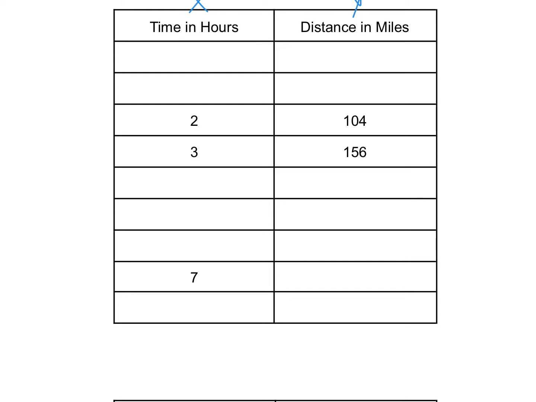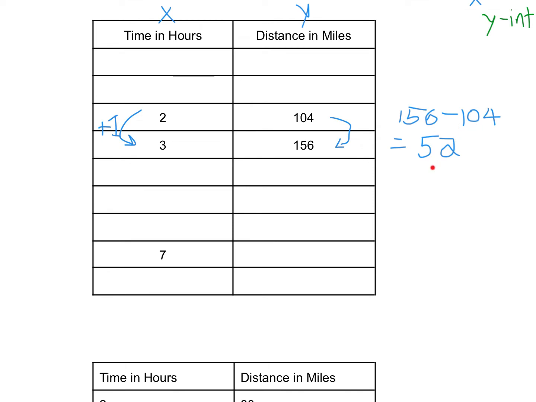Otherwise, we see in 1 hour, we go from 104 to 156. So how many miles is it from 104 to 156? Well, we simply have to subtract those two numbers. 156 minus 104 is 52. So we go 52 miles in 1 hour, and that means we go 52 miles per hour. Knowing that, take a moment and see if you can figure out what 7 hours would be. Otherwise, here's that answer.